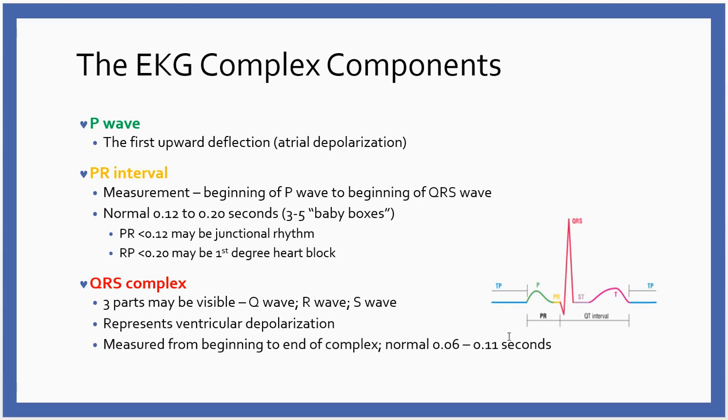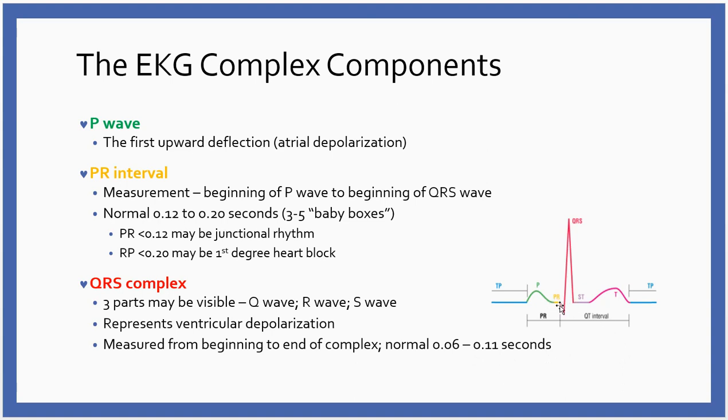And it's fairly small, 0.06 up to 0.11 seconds. Now, 3 baby boxes would be 0.12 seconds, and so if we go all the way to 3 baby boxes, that's a little too long. 0.06 is going to be a baby box and a half. So the impulse actually moves rather fast through the ventricles. So normal is 0.06 to 0.11 second. What happens if it's too long?